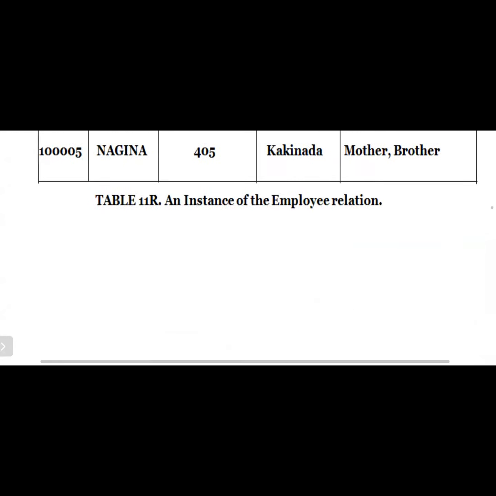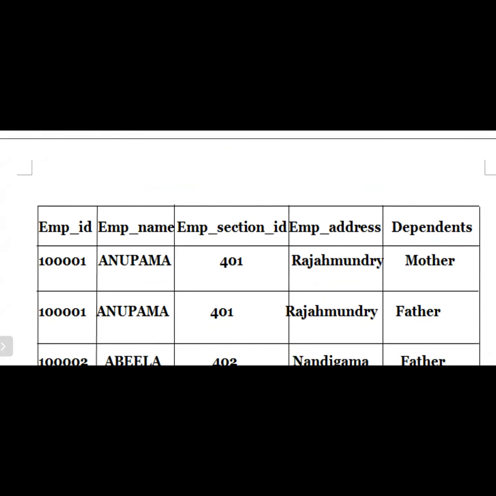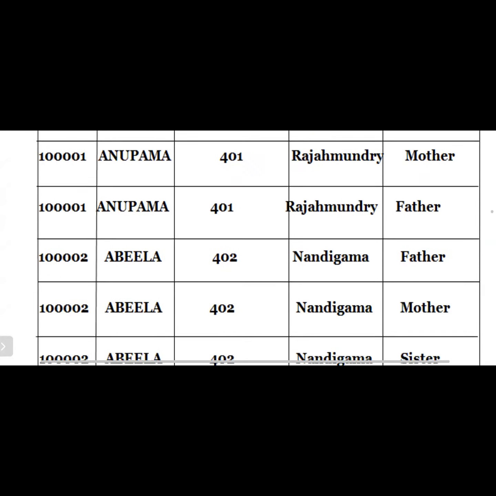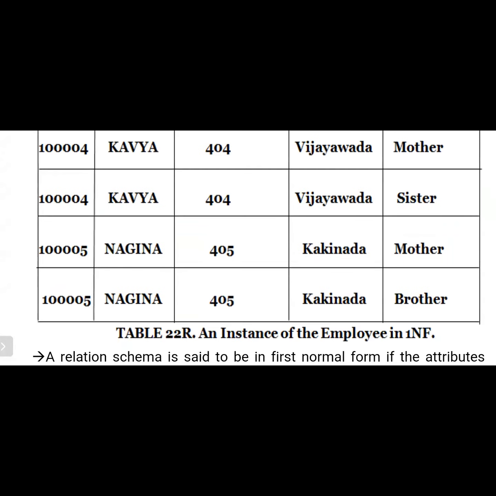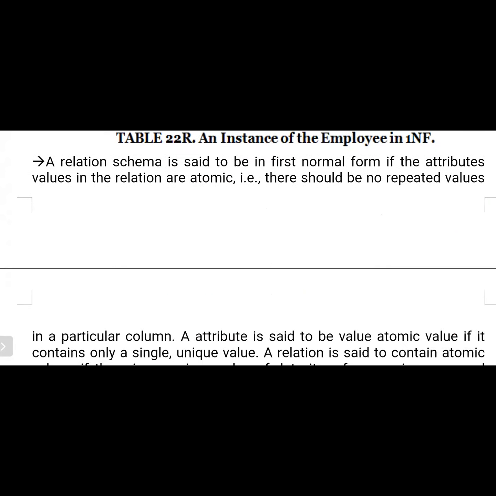So how can we decompose this table? Not decomposing, just transforming the table. Please observe this: 1401 Anupama, 401 Rajahmundry, mother, one of the dependents. The same thing is repeated again with father. In this way, we are assigning a single value for each and every particular field. This is nothing but what is referred to as the first normal form.